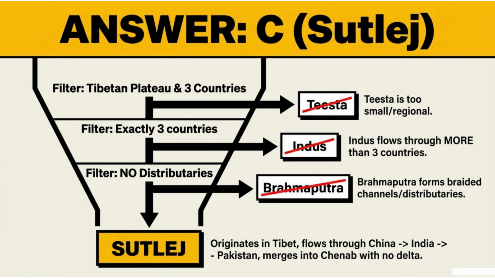Now, why not the others? The Brahmaputra also has antecedent drainage and flows through three countries, but it does form braided channels. The Indus flows through more than three countries, and students often reach for it when Tibetan Plateau and three countries appear together. The Teesta is too small and regional. The combination of no distributaries and the specific three-country path through China, India, and Pakistan confirms the Sutlej.